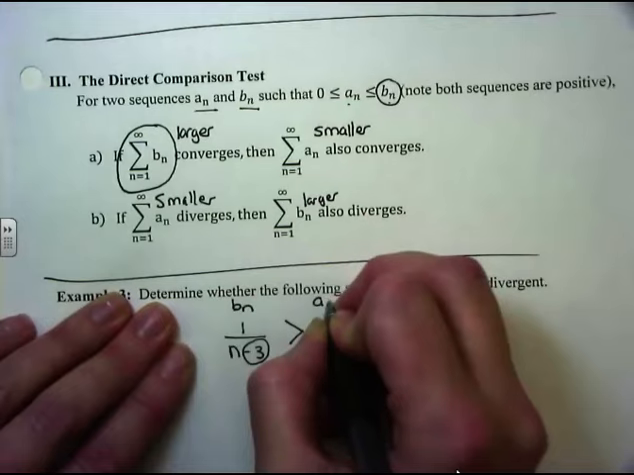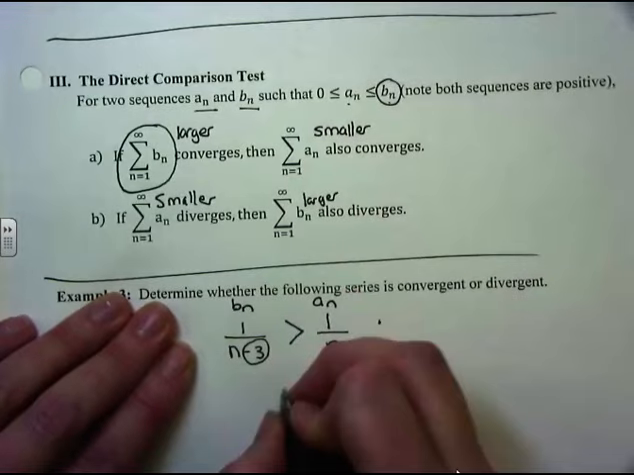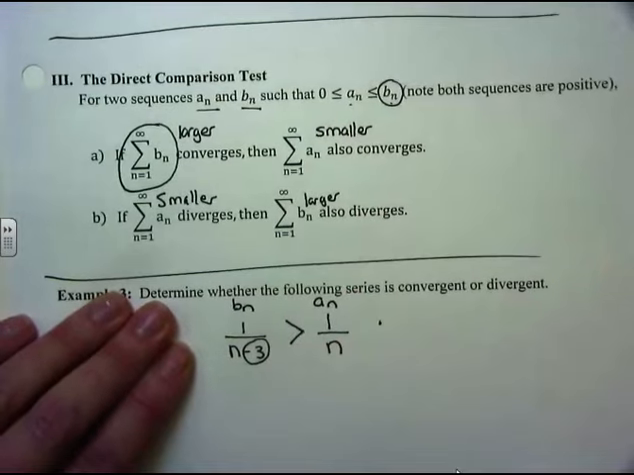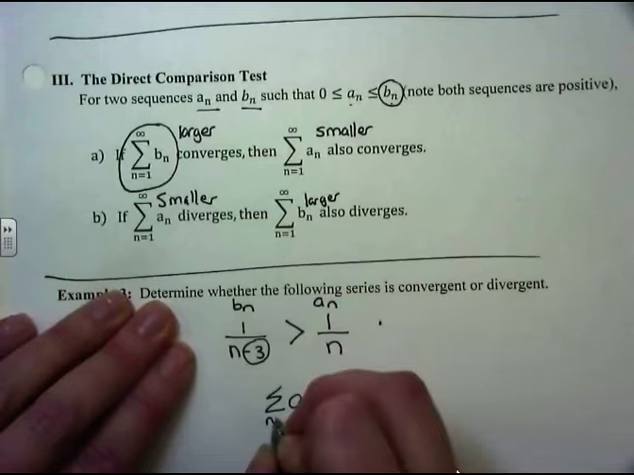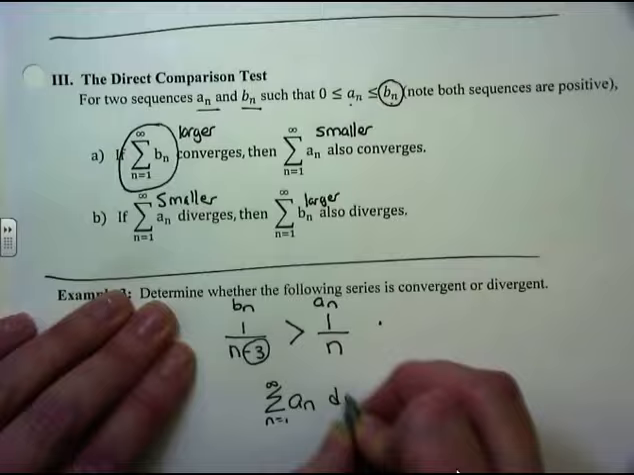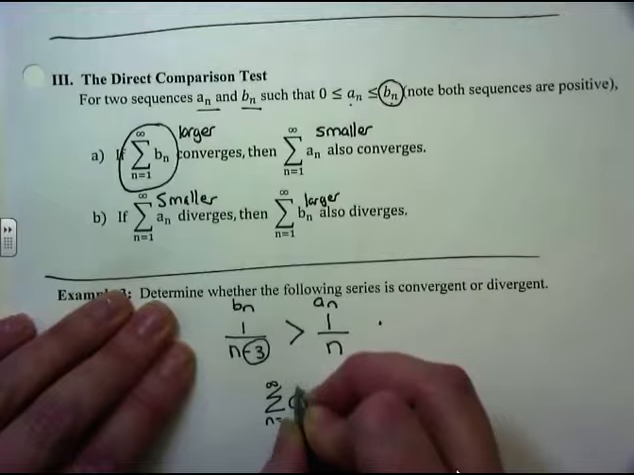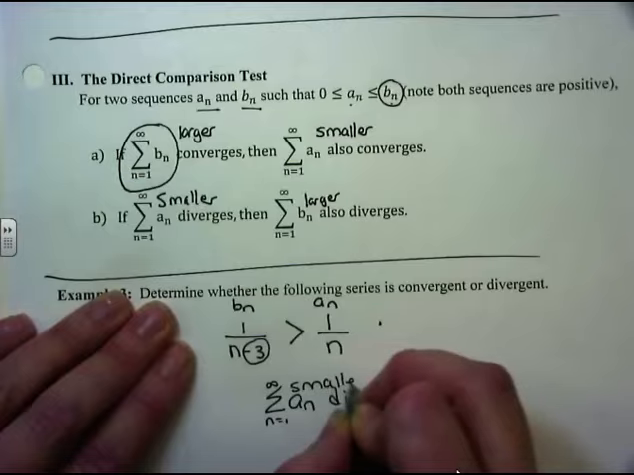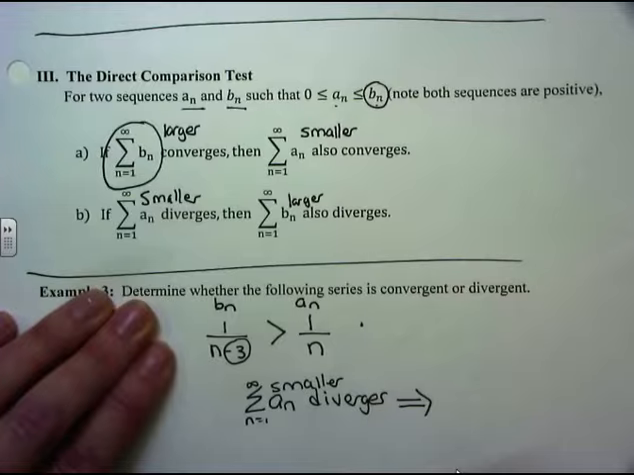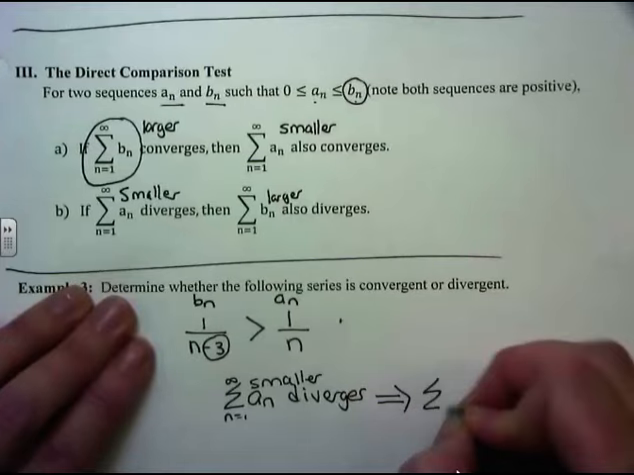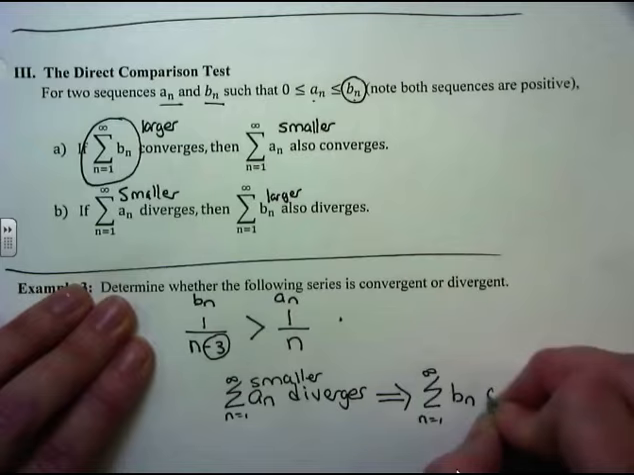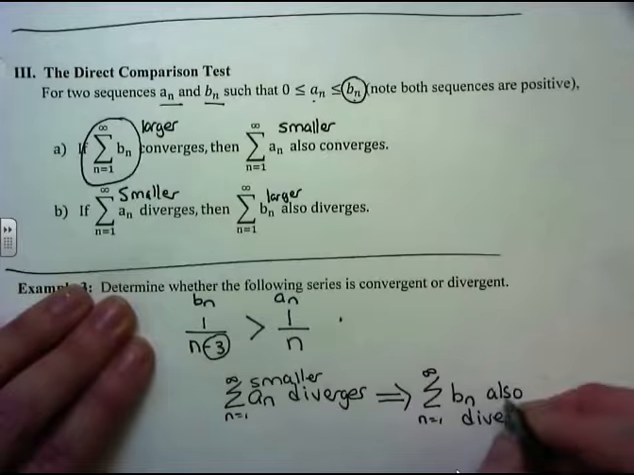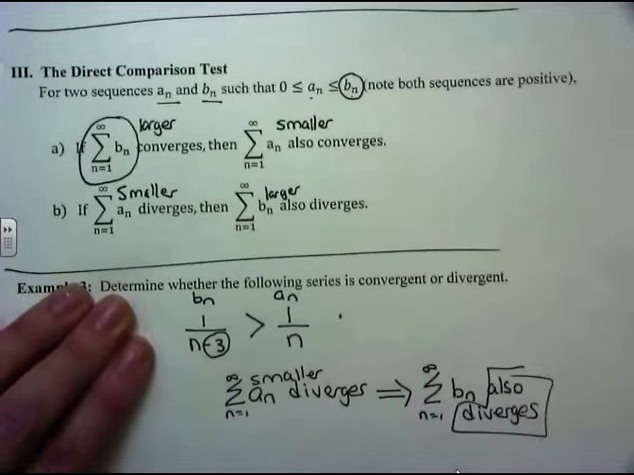This is the one I know about. I know the smaller series a_n diverges. So this means the series of the larger sequence b_n also diverges. And you could say that is by the direct comparison test.